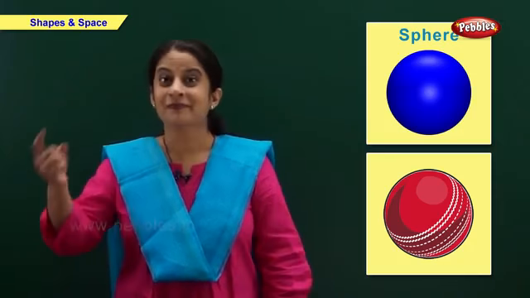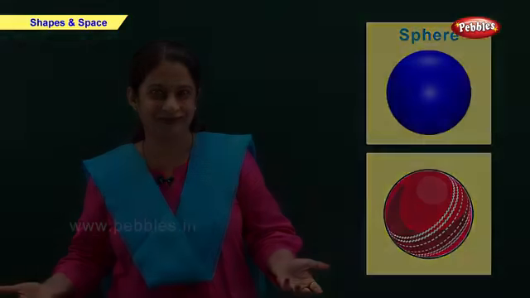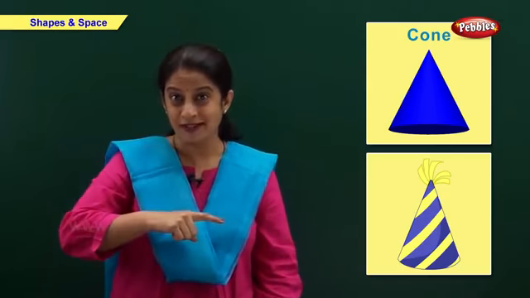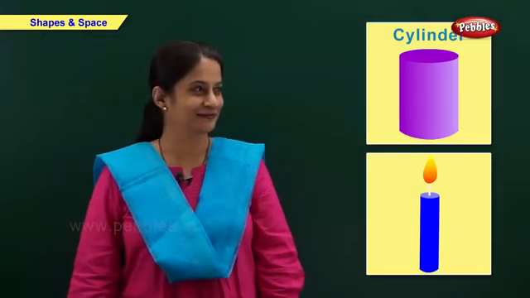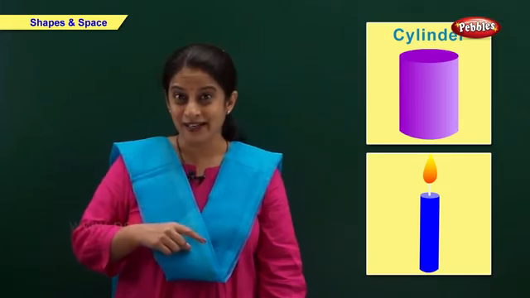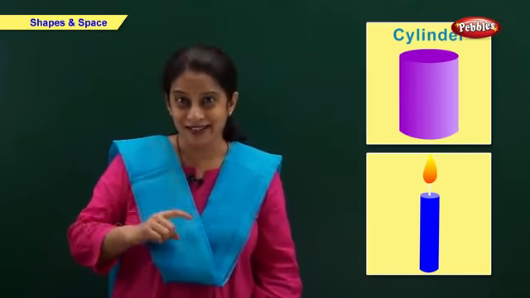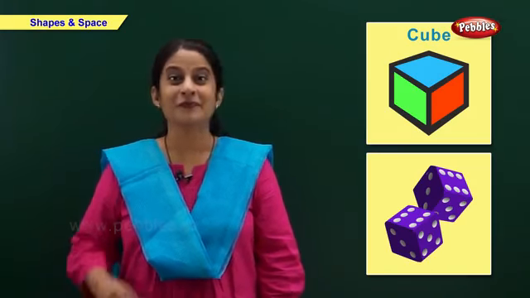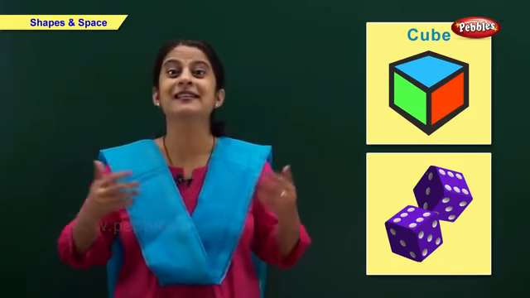Sphere. The shape of this ball is like a sphere. Cone. The shape of this cap is like a cone. Cylinder. The shape of this candle is like a cylinder. Cube. The shape of this dice is like a cube.